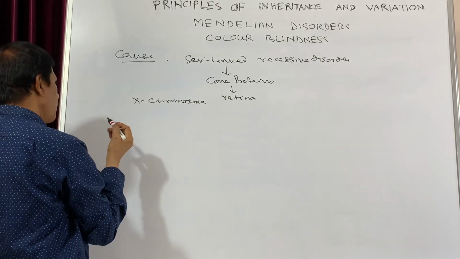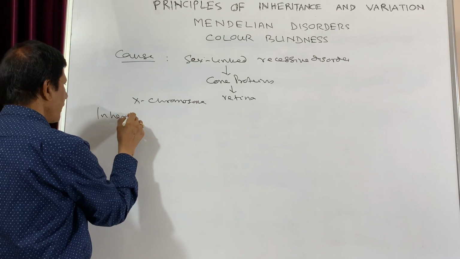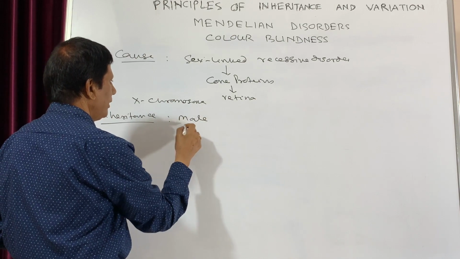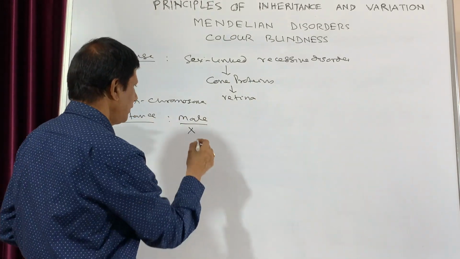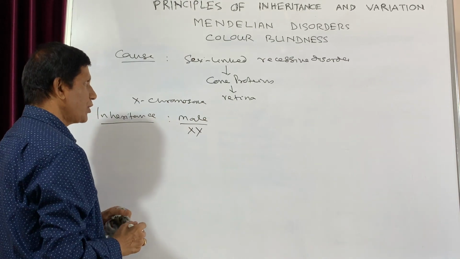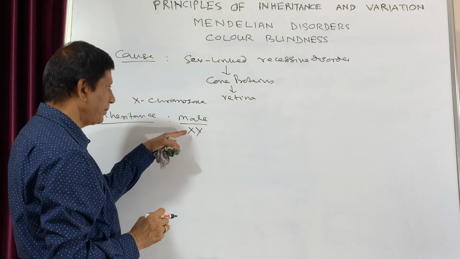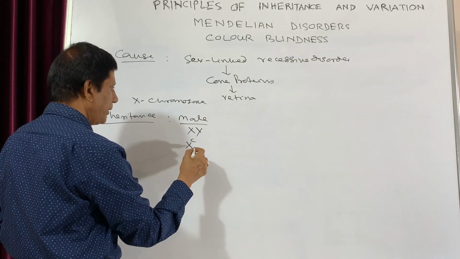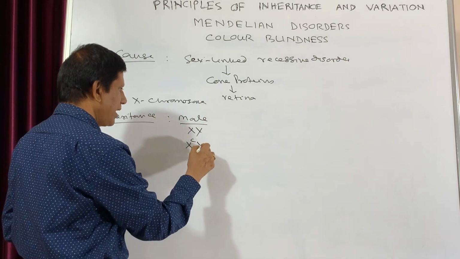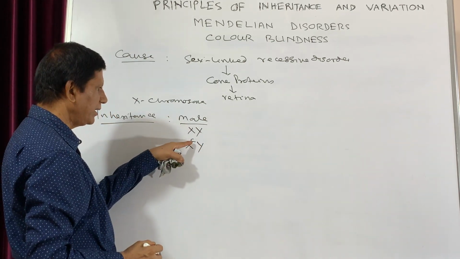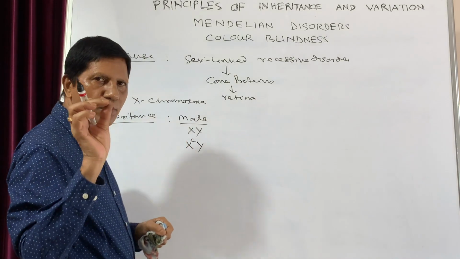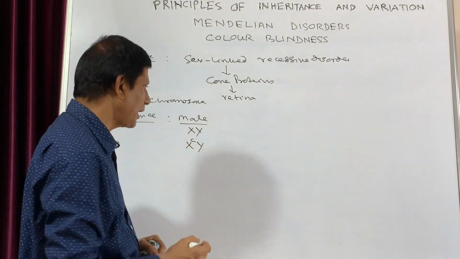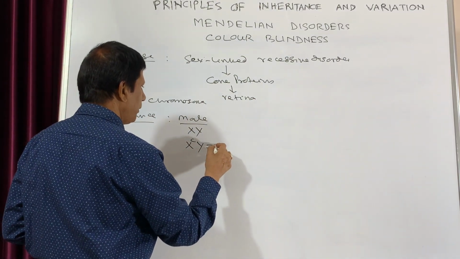So what is the inheritance pattern? Now in the case of a male, one chromosome is X and the other chromosome is Y. Suppose this color blindness is present in the X chromosome, then this is the normal one, but if it is color blind, then it will be XC, where C is for color blindness, and Y. That means the color blind gene is present in only one allele. The other allele is not present because this is not a homologous chromosome. That means this male will be color blind.